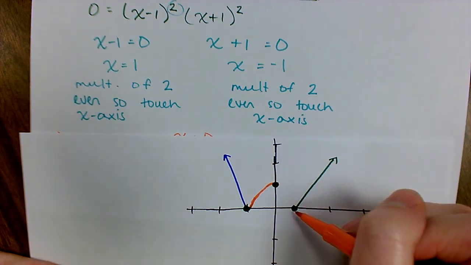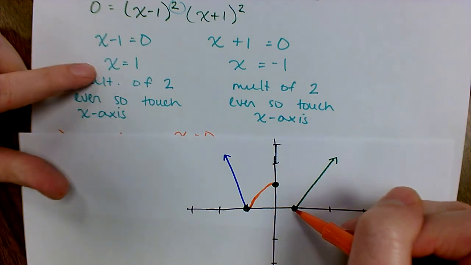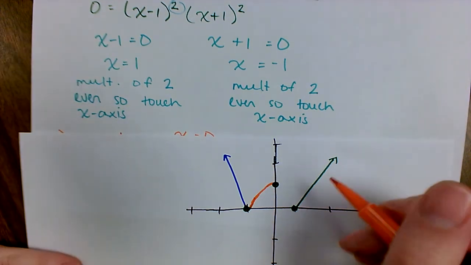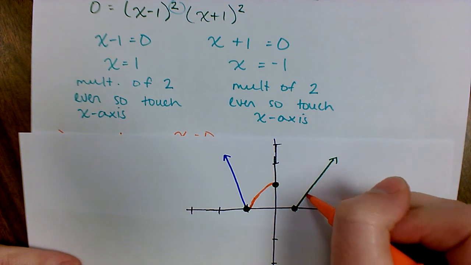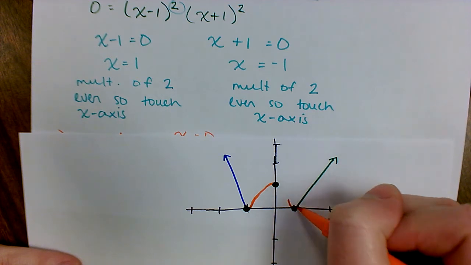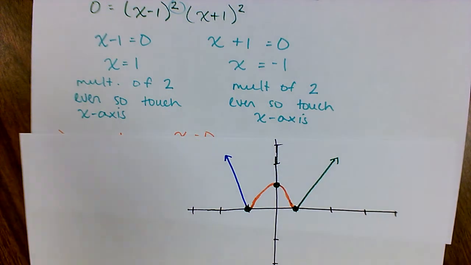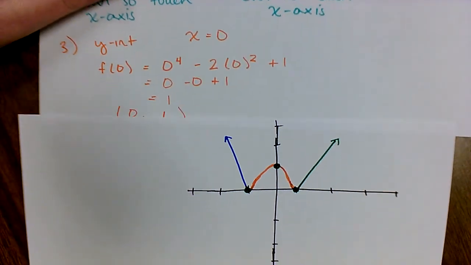Now for this intercept, x equals 1. The multiplicity here was also 2, which was even, so we said it also touches. So it's going to turn and go back in that same direction, and it also is going to meet up with that y-intercept. And there's your graph.